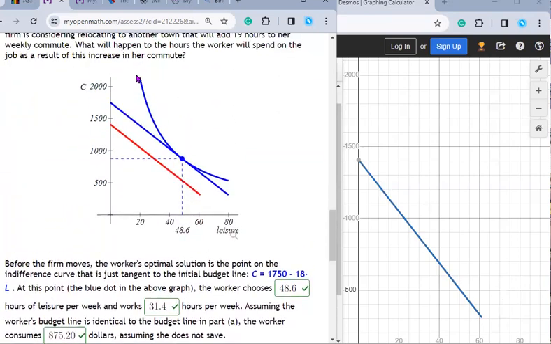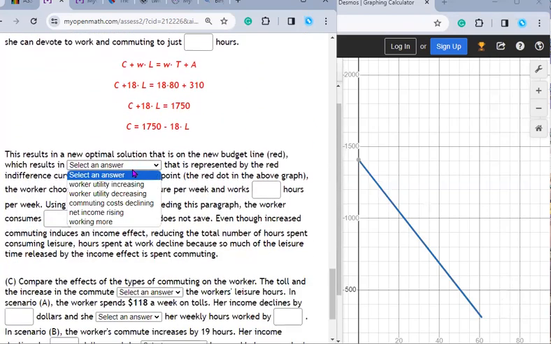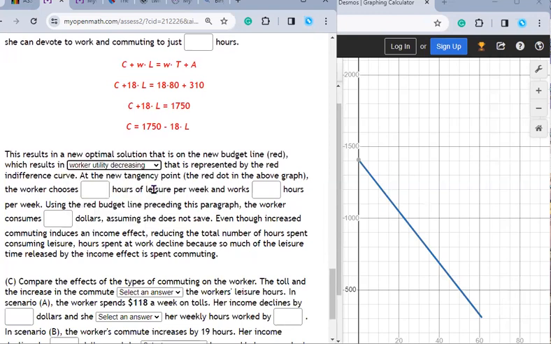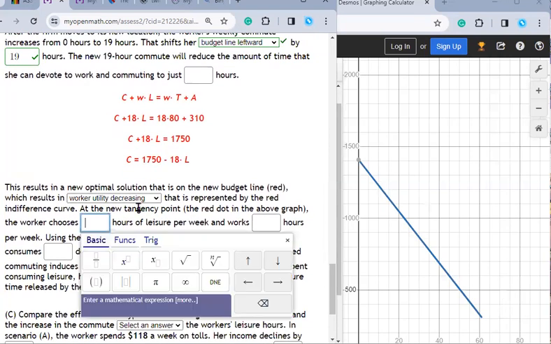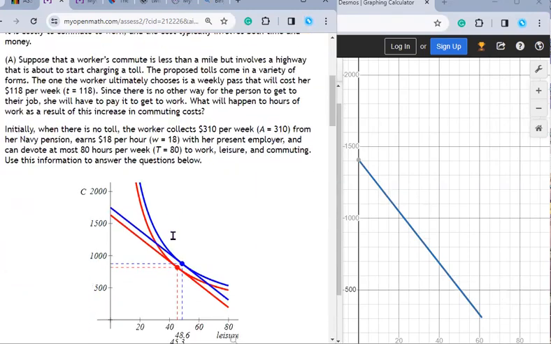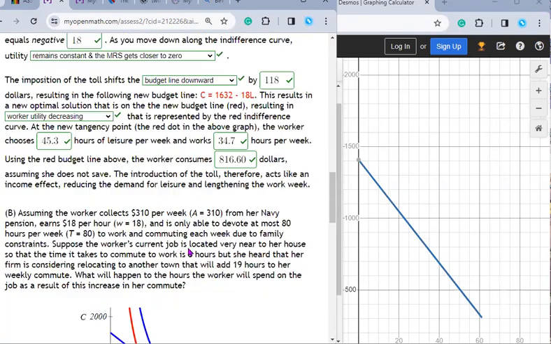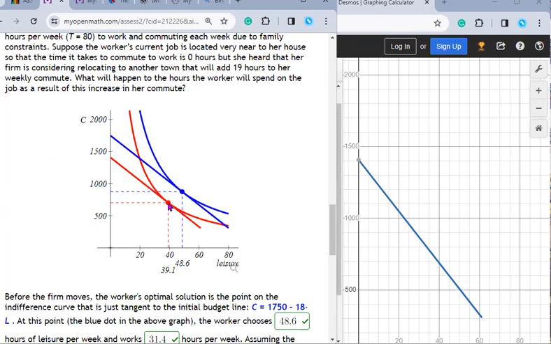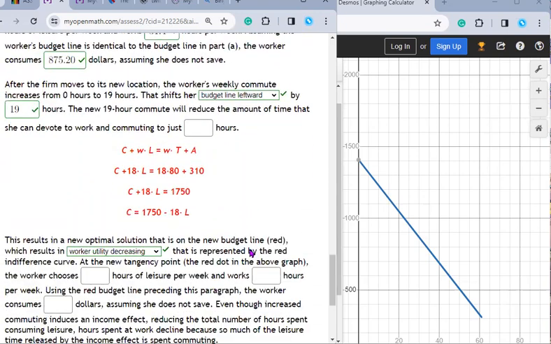So what's going to happen here, again, is none of the points on this indifference curve are affordable on this new budget line. So we're going to draw a new indifference curve in here that's going to represent less utility. So our utility's got to decrease, right? Let me hit enter. Now at this new optimal point, her leisure is 39.1. Her leisure is 39.1, right?